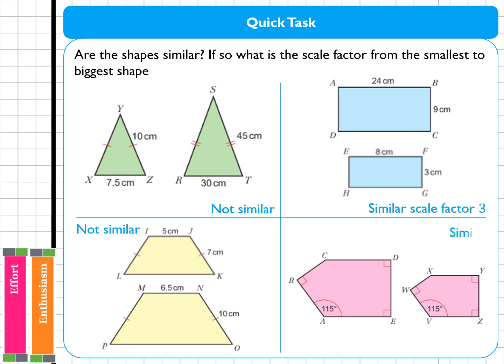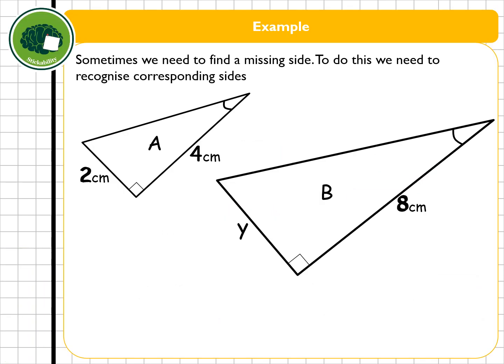And finally, the last one, it is similar. There aren't any sides labelled, but remember that key part of the definition. If the angles, the corresponding angles are the same, then my shape is also similar.